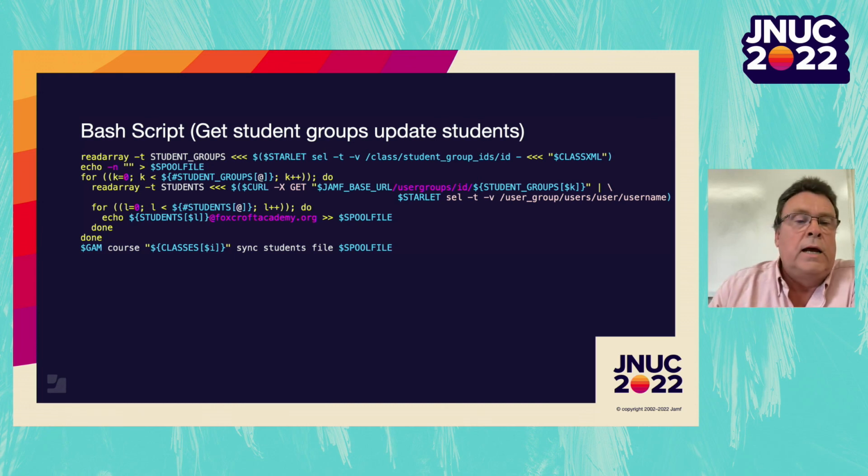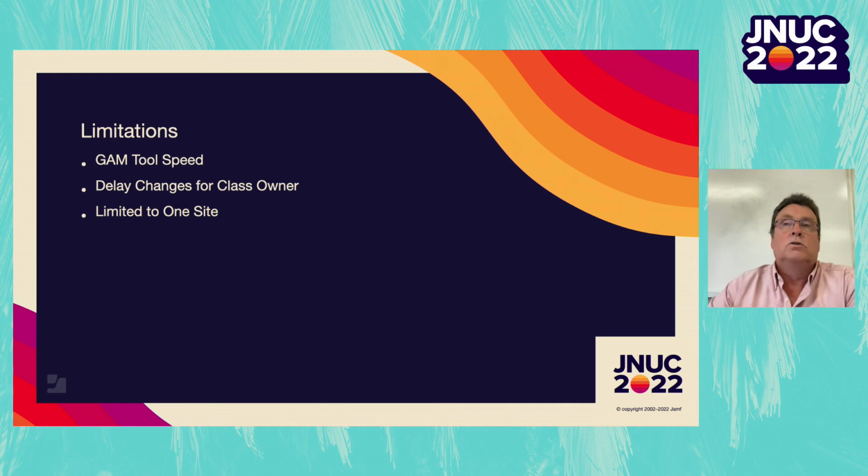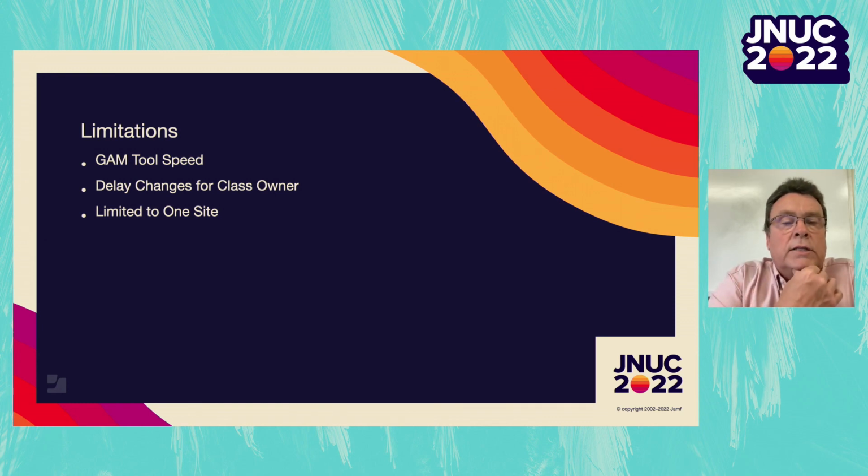So now at the end, I've got an updated class on Google Workspace that matches my Jamf Pro class. It runs through all that for each of the classes. And some of the limitations of my script, the biggest one, is that the GAM tool is not fast. It does its job, it does it well, it's just not speedy. So it actually takes about 40 minutes for me to process all 334 classes. So that's a little bit of a hindrance.